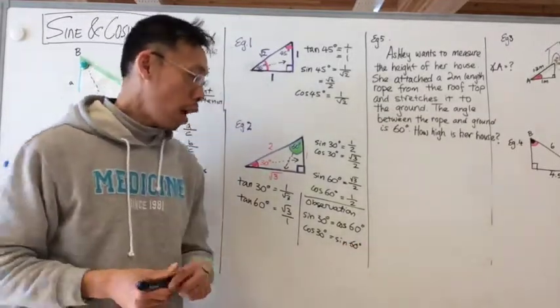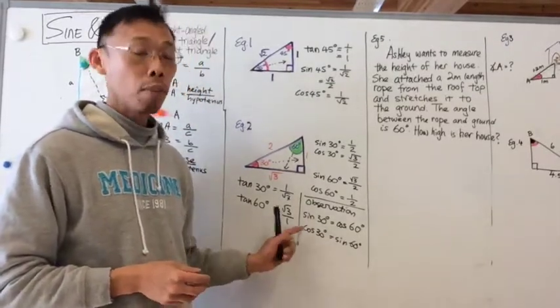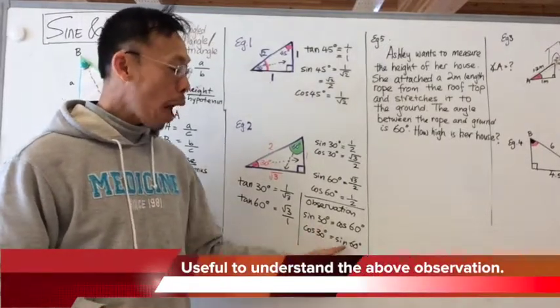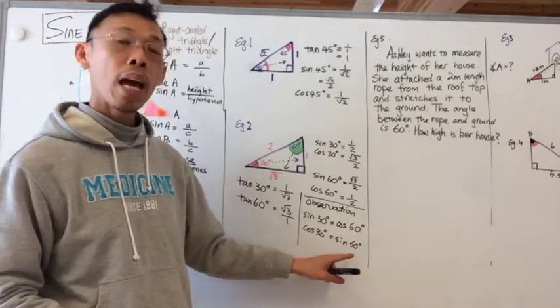Now, what's the connection between 30 and 60? Well, 60 plus 30 is 90. That's very good. So, when these two angles add up to 90, we call them complementary angles.